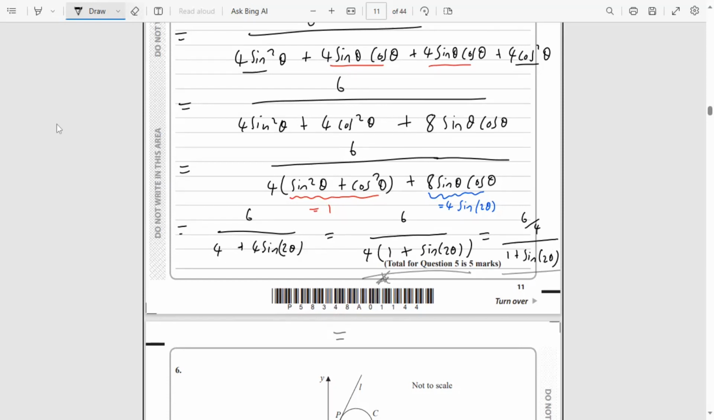So I'm just going to rub out that line. Let me get my eraser. Sorry for that. Yeah, so we've got 6 over 4, which is the same as 3 over 2, and then over 1 plus sine 2 theta. So that is our final result. That's our final answer there.